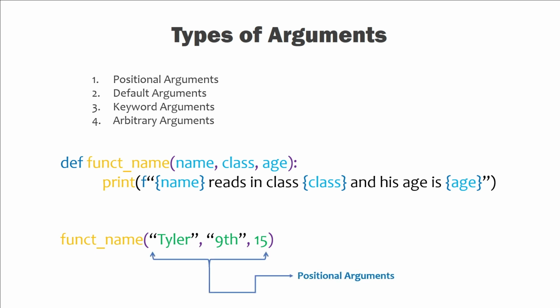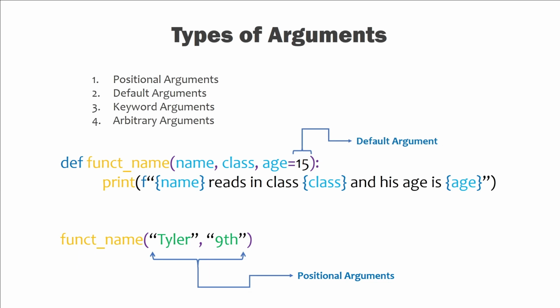So we are passing arguments according to the position of parameters in the function definition, and thus these are called positional arguments. And in positional arguments we strictly follow the order of parameters, so you can't pass Tyler after class. Now let's talk about default arguments.